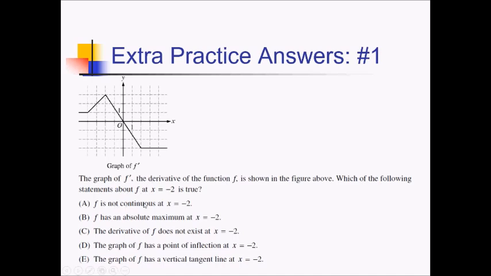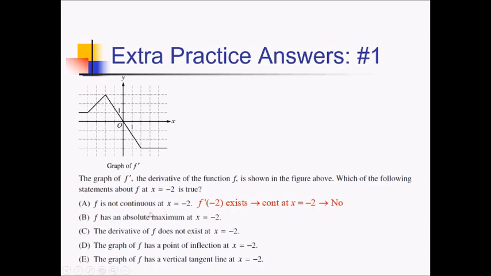So first statement, f is not continuous at x equals -2. Well, we can see here at x equals -2 that the graph of f prime exists, the derivative exists there. Therefore, the function, if it's differentiable at -2, must be continuous at -2. So this is a no.